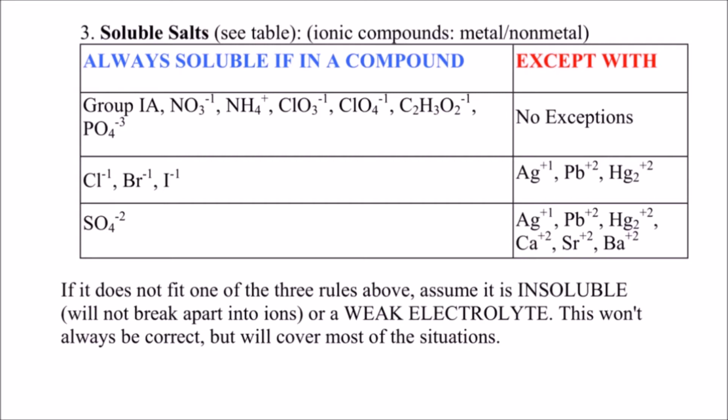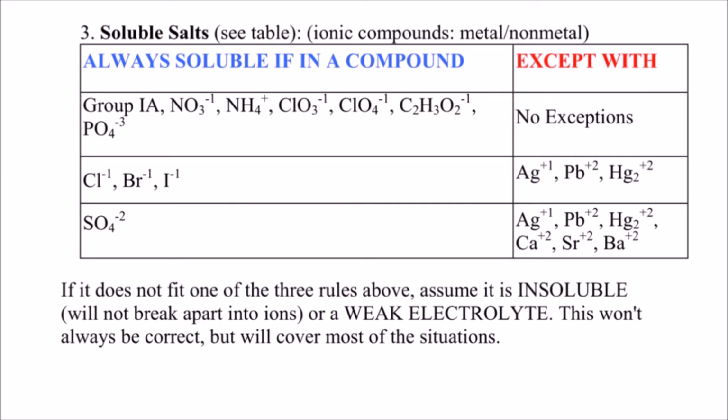Now these can get a little bit more complex. If any of the following things are in a compound, then the compound will be soluble, unless they're paired up with these things over here. So if a salt has something from group 1A, if it's got the nitrate ion, ammonium ion, chlorite, chlorate, acetate, or phosphate ion attached to it, it's always soluble with no exceptions.